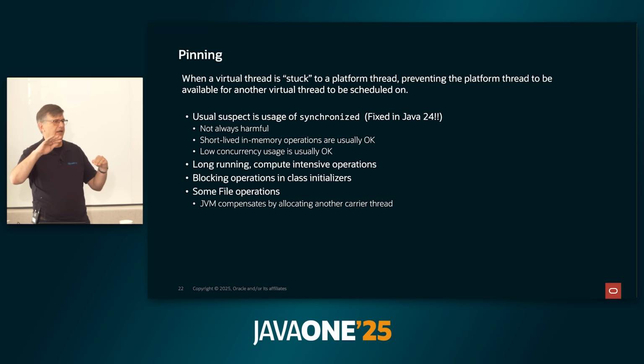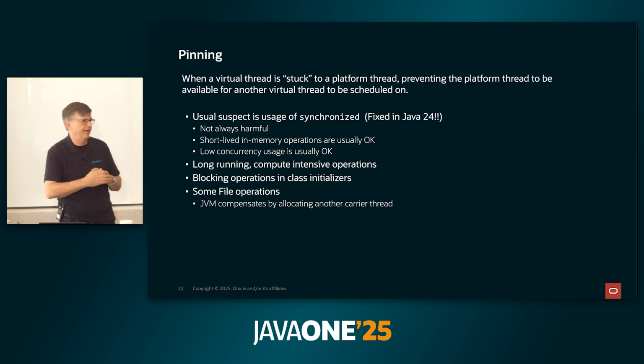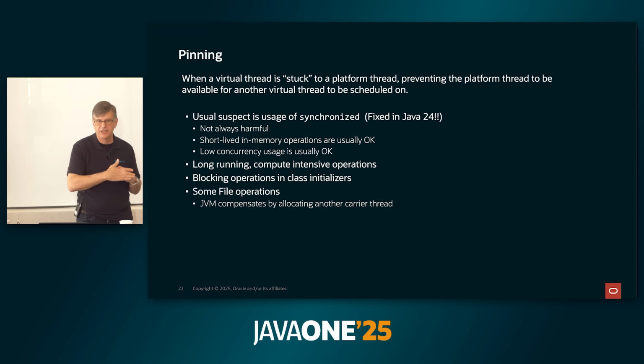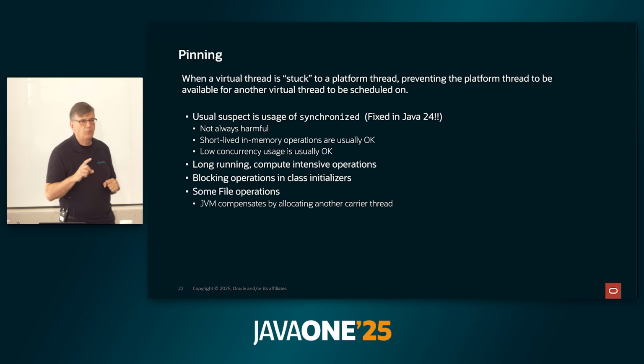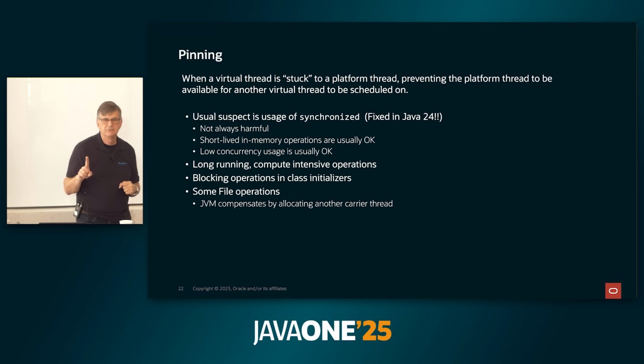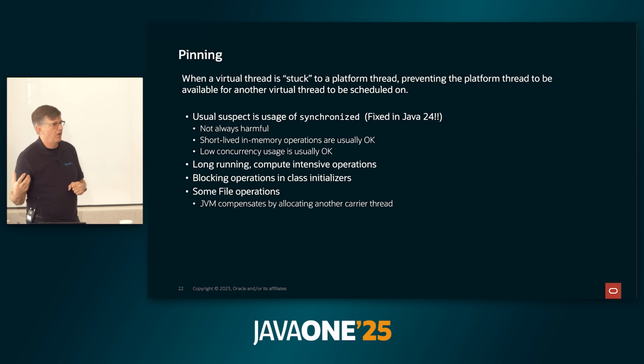This happens, as I said, a virtual thread is mounted to a carrier thread to run. If it does not perform blocking operations, or maybe in some other conditions, it is unable to unmount from that platform thread, then that platform thread is not available to other virtual threads to run. This is called pinning, when the virtual thread is stuck. The number one cause of pinning in Java 21 was use of synchronized.